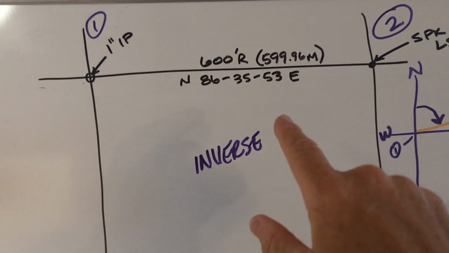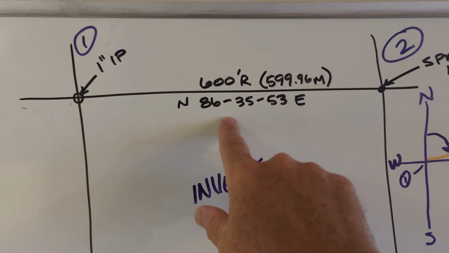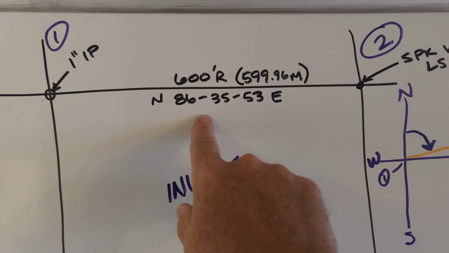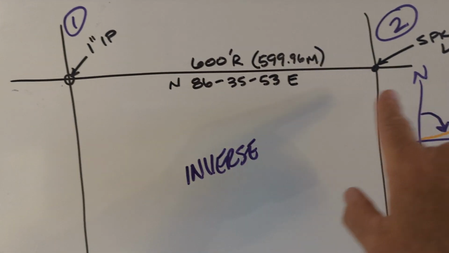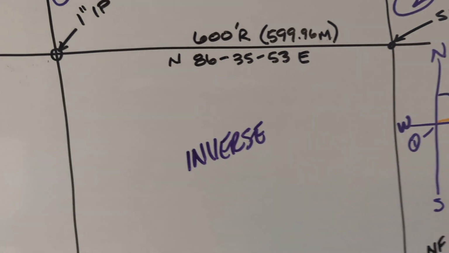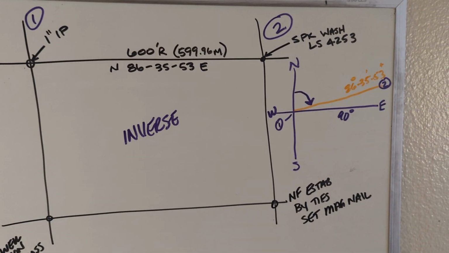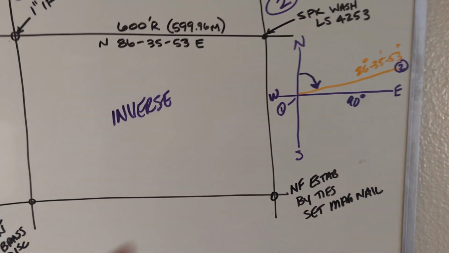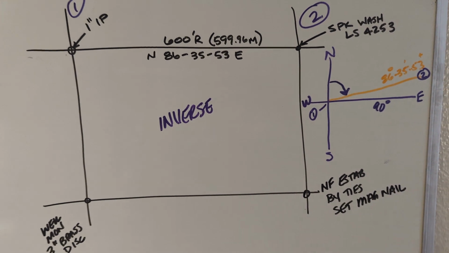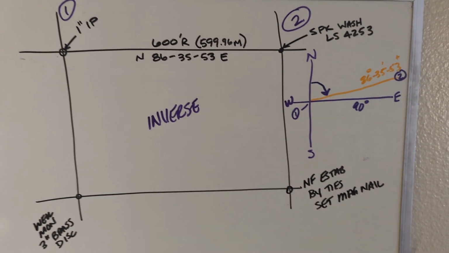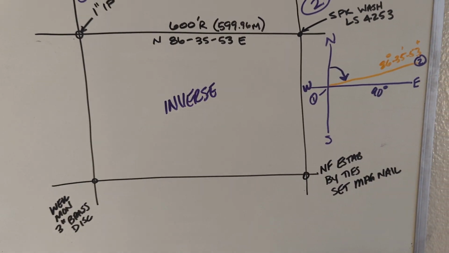And many times, in fact, I can't remember ever seeing it where bearings are shown as northwest or southwest. They're always northeast or southeast. And that just shows direction of that line, where it's going. So that's it. I'm not sure how many of you new guys are wondering what the hell are we looking at when we inverse. A lot of times now it's just checking calcs, it's checking shots so that we can move on to the next phase of the boundary.